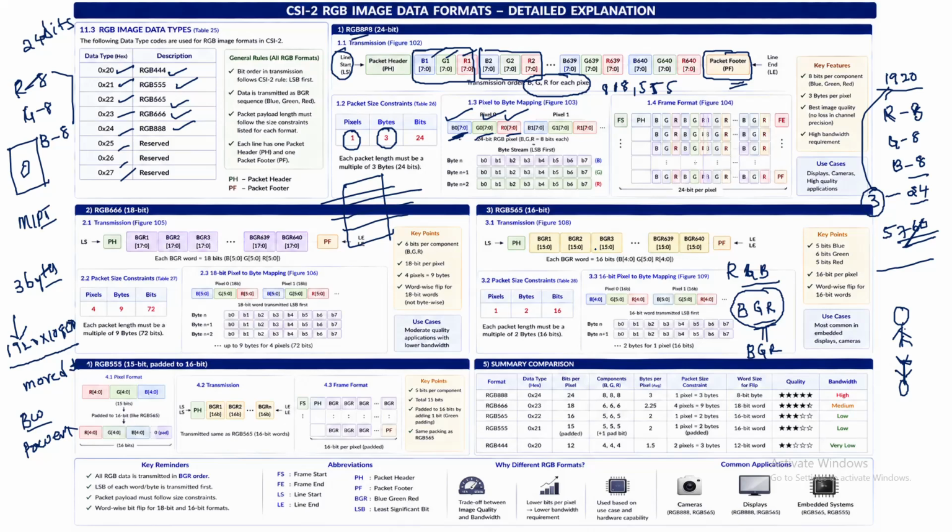Okay, so how it is transmitted: see B naught, B1, B2, B3, these are transmitted first. Each color, how many combinations are there? 2 power 8, which means 256 combinations are available. Okay, so based on that, it is transmitting information. So this is the pixel to byte packing format. So this is the packet size constraint we are having, and then how it is transmitted.